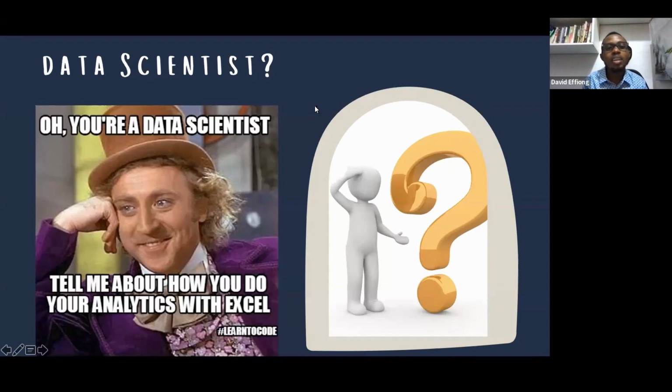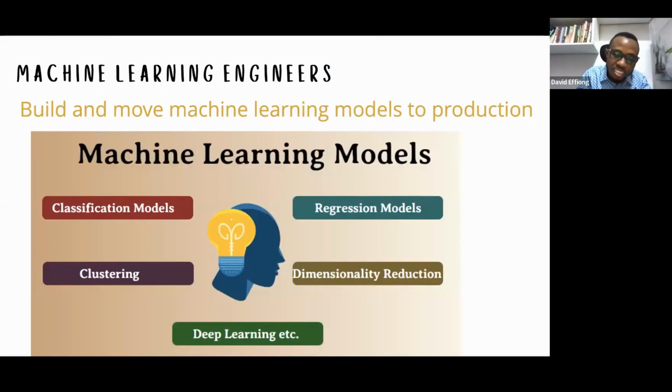And then I know we have heard a lot about data scientists, and you'll be surprised that I did not say anything about data scientists. This man here says, oh, you're a data scientist. Tell me about how you do analytics with Excel. So the reason I did not mention data scientist is that the field is evolving and a lot of organizations don't really know what they want, right? And because data scientist is trendy, they just say data scientist. But that's not really what they want, because they don't know what they want. So data scientist is like a generalist. He does everything.